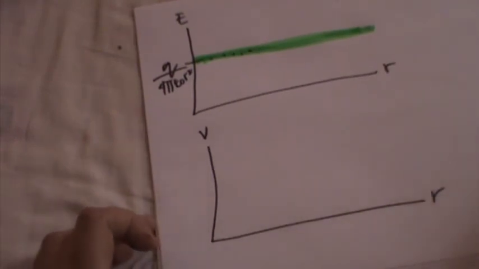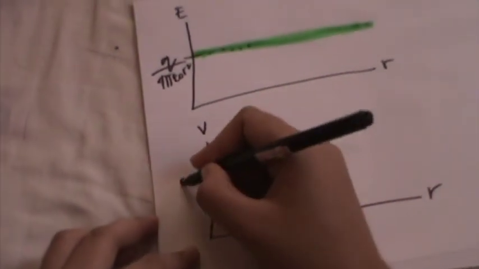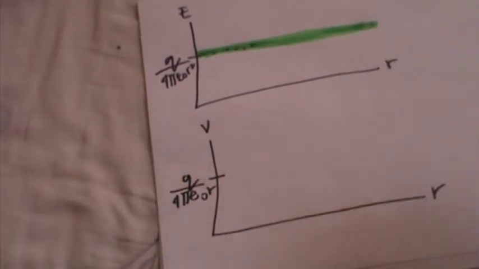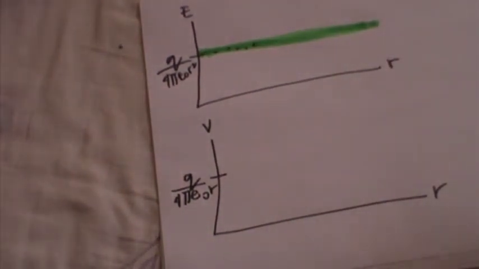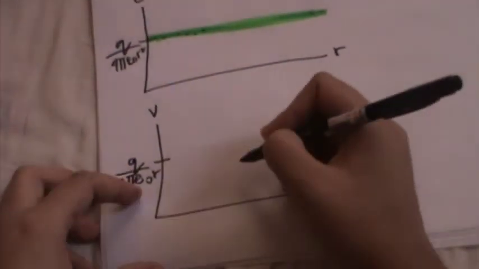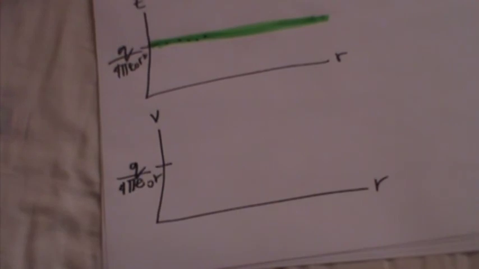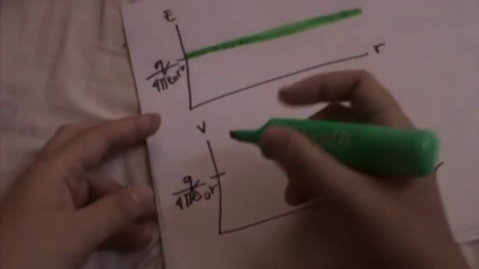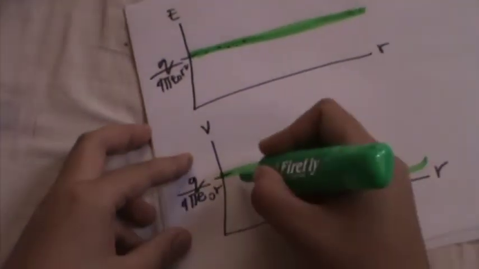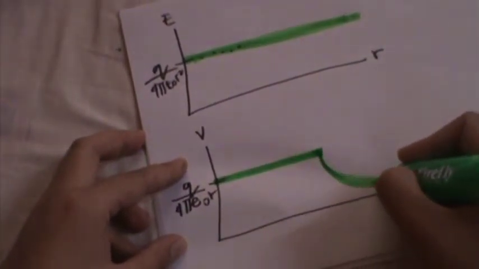It will become like this one. Let's try to put Q over 4 pi epsilon naught R here. If we try to graph this one, for me, it will become just like the potential graph of the spherical shell. So we'll have this one, inside and outside.